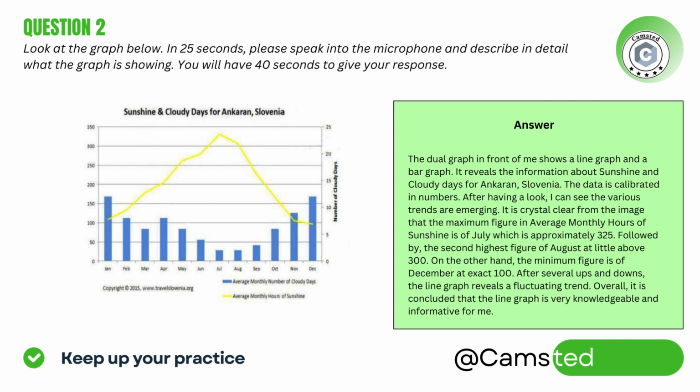is approximately 325. Followed by, the second highest figure of August at little above 300. On the other hand, the minimum figure is of December at exact 100. After several ups and downs, the line graph reveals a fluctuating trend. Overall, it is concluded that the line graph is very knowledgeable and informative for me.